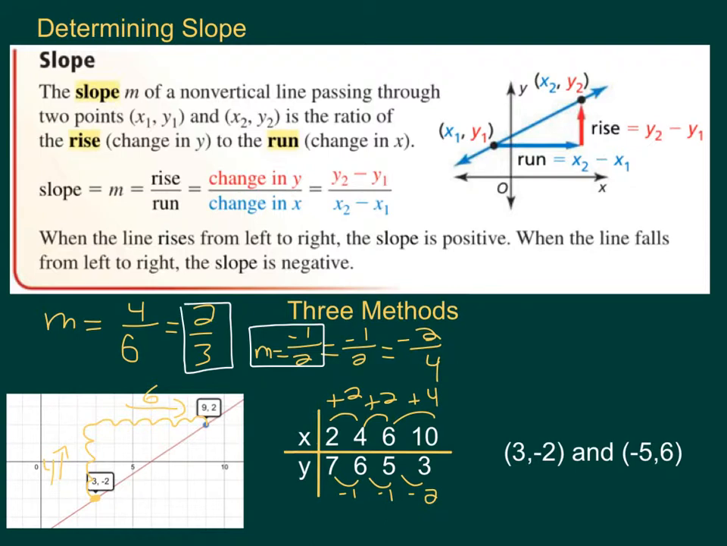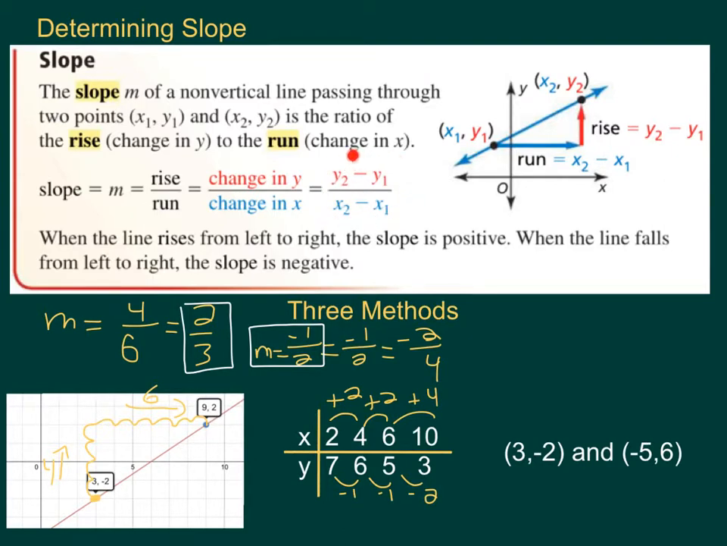Now that negative, depending on how we did it, could either go in the numerator, the denominator, or out in front of the whole thing. All 3 would be equivalent. What I mean by that is -1 over 2 is the same as 1 over -2, and that's the same as -1/2.